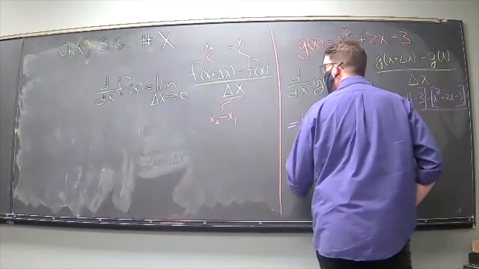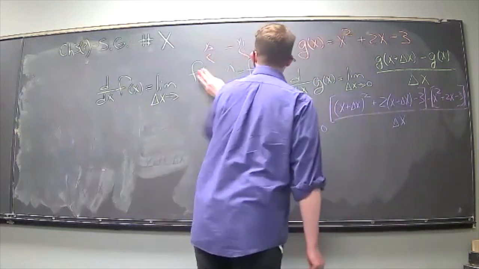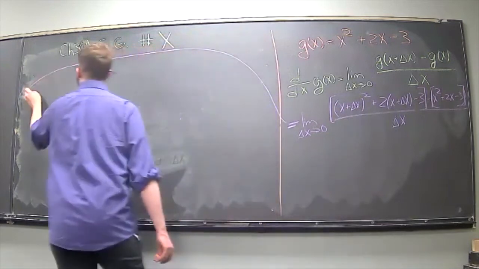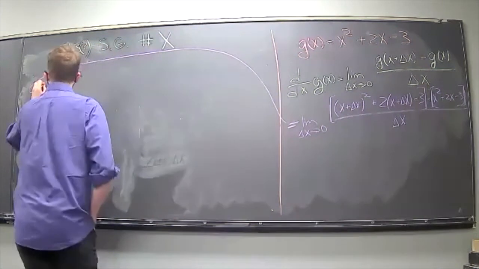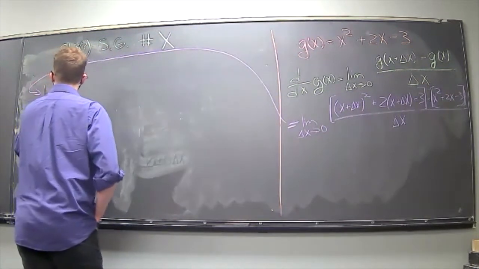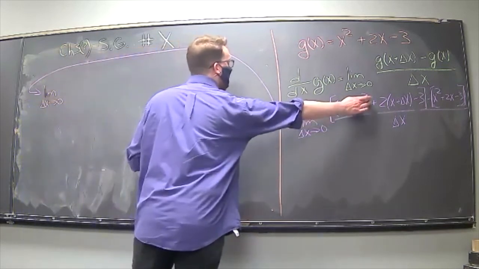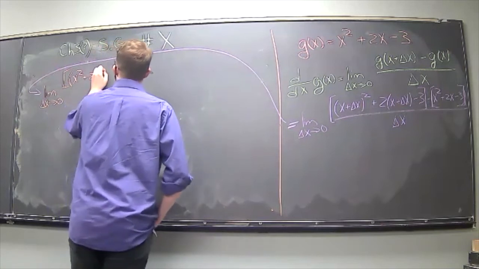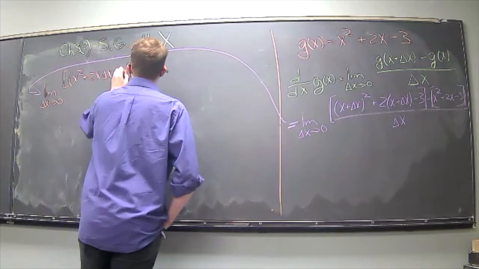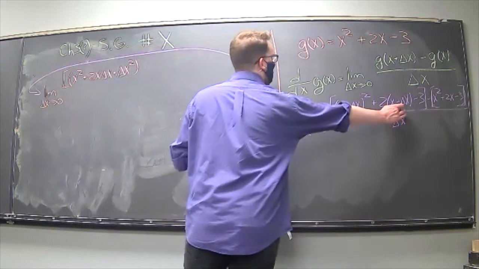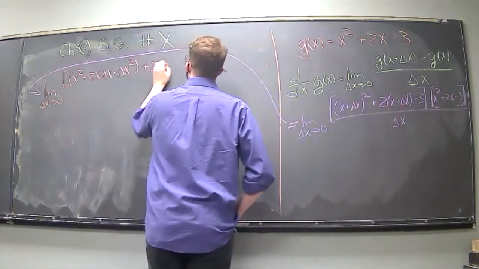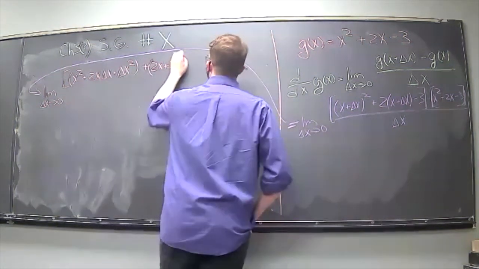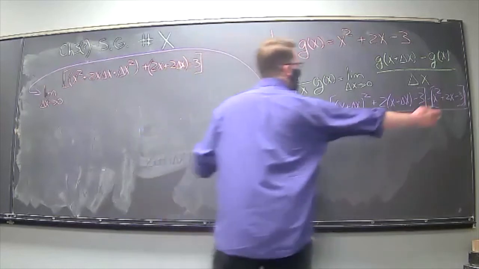So when we expand this out now, I need room, so I am erasing some of this, moving over to this other side of the board. This is going to be the limit as delta x goes to 0, x plus delta x, that quantity squared, is going to come out to be x squared plus 2x delta x plus delta x squared, 2x plus delta x is going to be just 2x plus 2 delta x minus 3 minus all of this stuff over here.